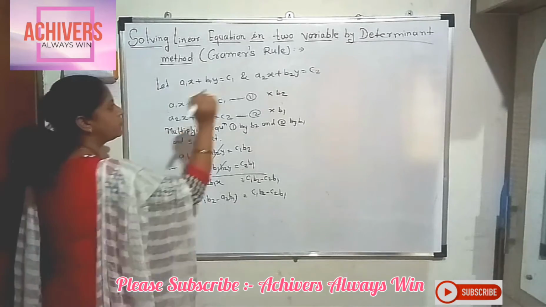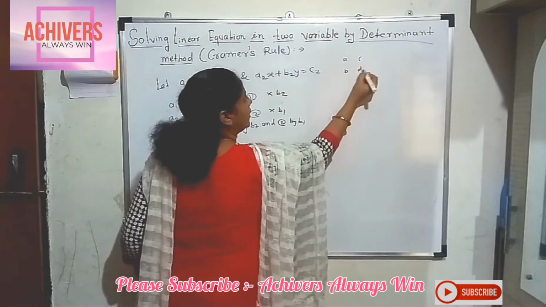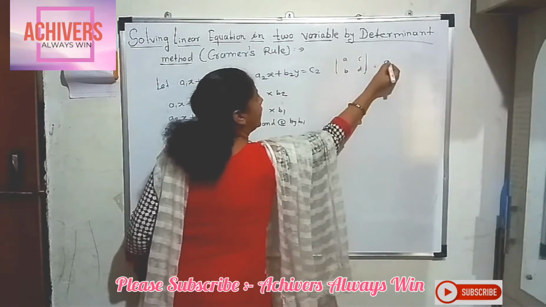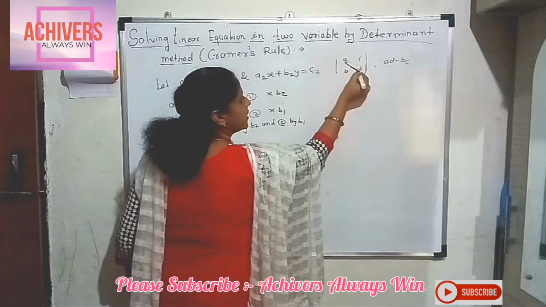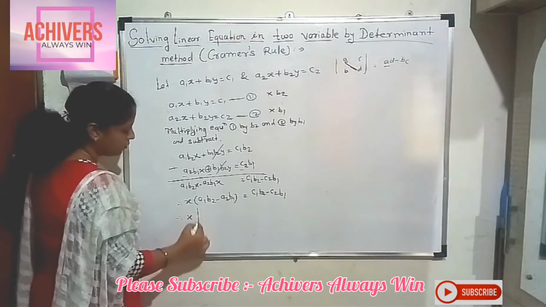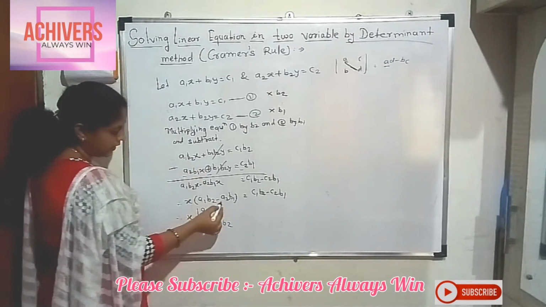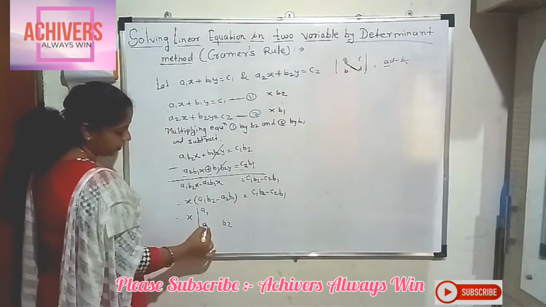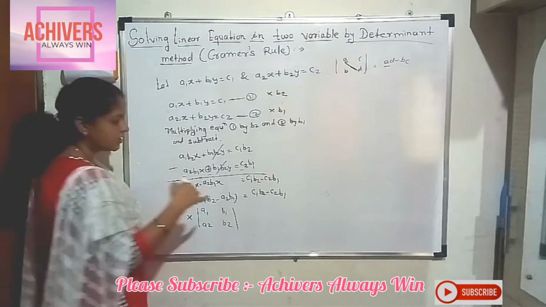What is our determinant form? A, B, C, D means we write AD minus BC. Here A, here D. Multiplication of those two numbers is AD. Here is the multiplication of A1, B2. Means here A1 and here which number? B2. Similarly, A2 where? A2 here and B1 is here. We get the determinant form is equal to.